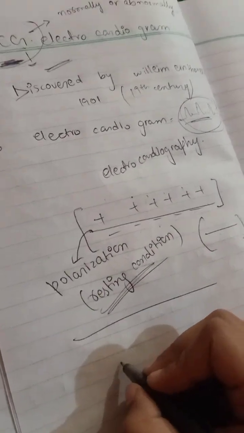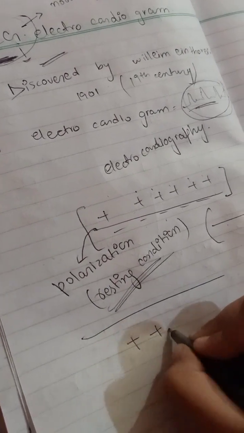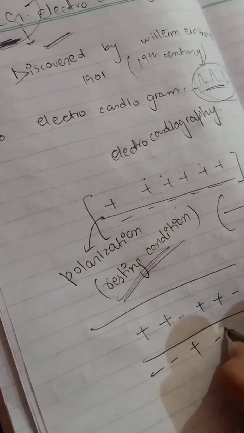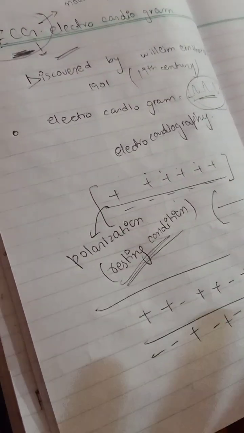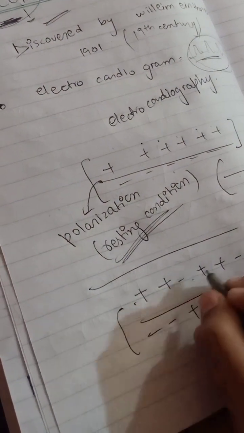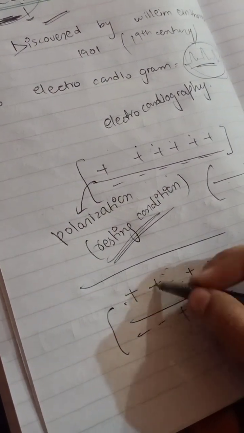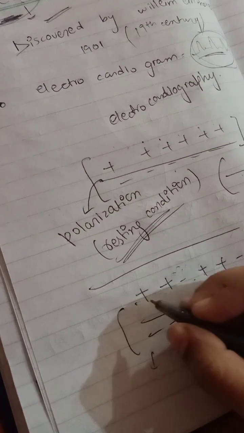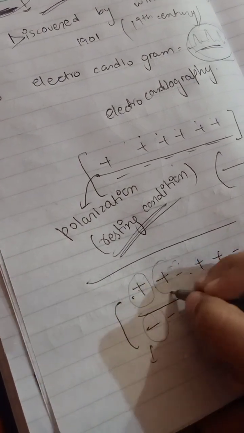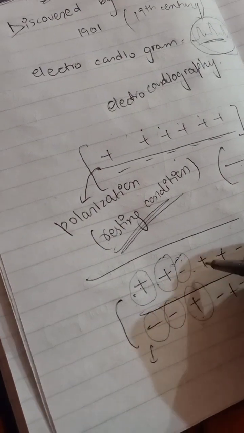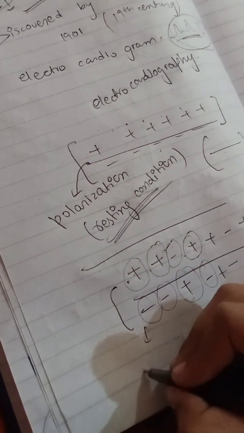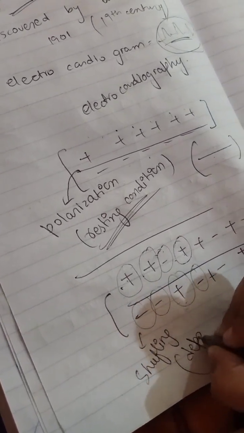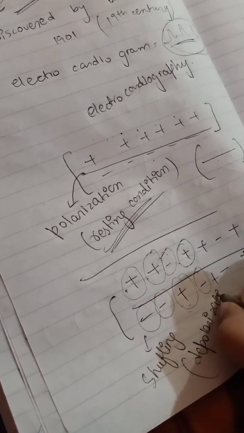Next I want to tell you about this: positive, negative, positive, negative, positive. This is the shuffling of the ions, up and down shuffling. This is the opposite ion. Where it is positive, here is negative; here is positive, here is negative; here is negative, here is positive. So this is the shuffling. The shuffling of the ions, up and down, we call depolarization.